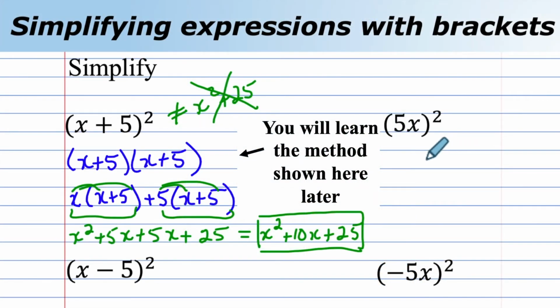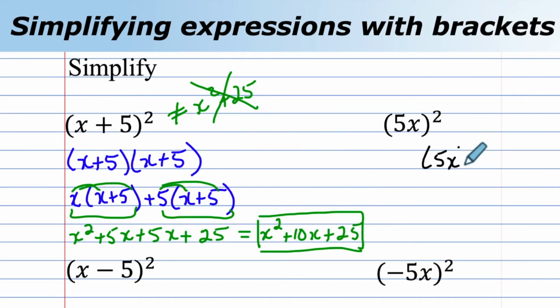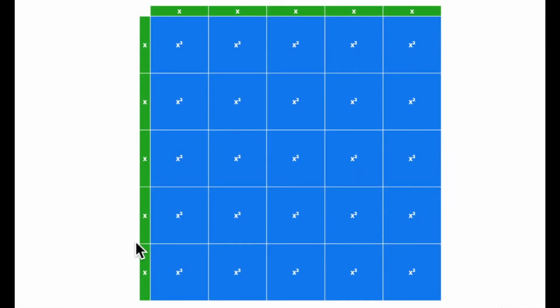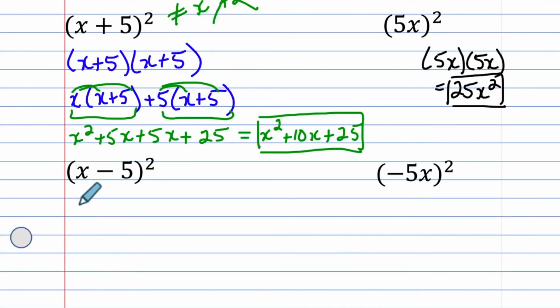Next one, we have 5x times 5x, which is 25x squared. Third one, x minus 5 times x minus 5. The squared means x minus 5 times x minus 5.